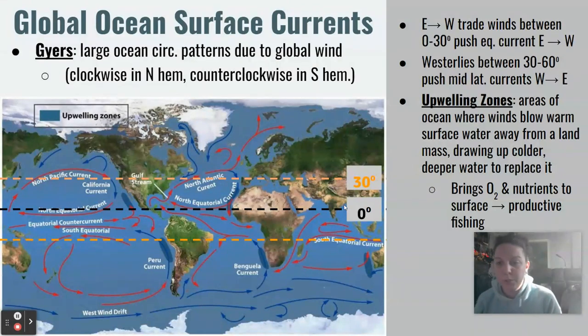colder, deeper water to replace it. And we need to remember that colder water can hold more oxygen in it. So that's going to be good for fisheries. It's also going to have more sediments from the bottom, which is also going to be good for fisheries. So those upwellings produce very productive fishing areas, which is going to be an important source of money for the fishermen, for restaurants, and just in general, an important food source for those areas.